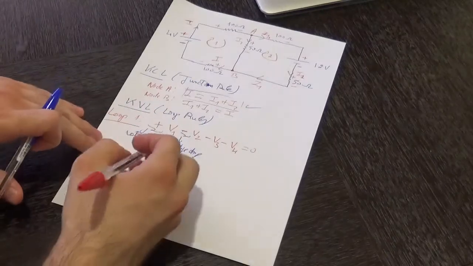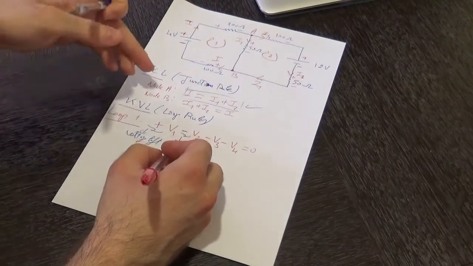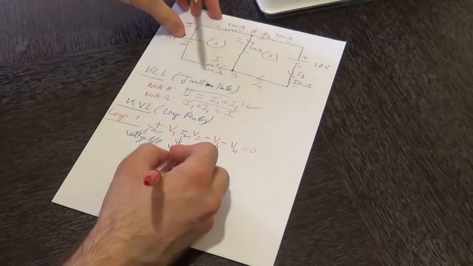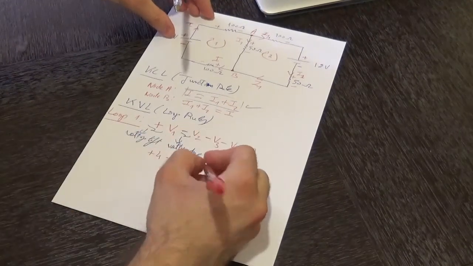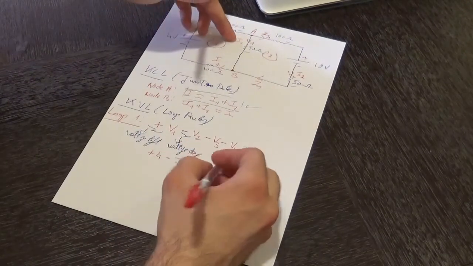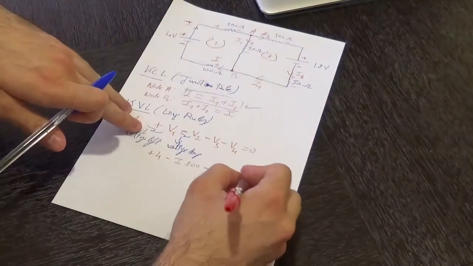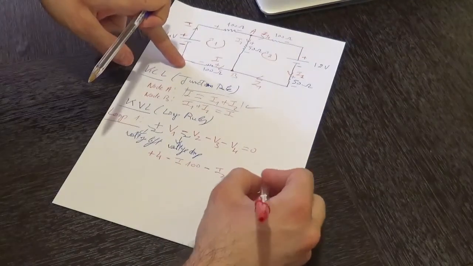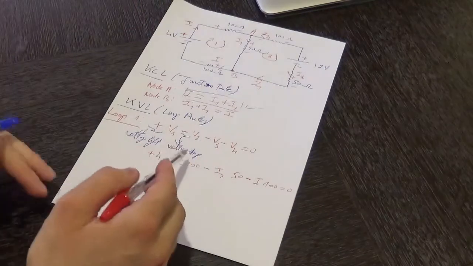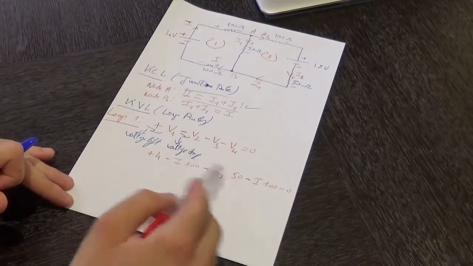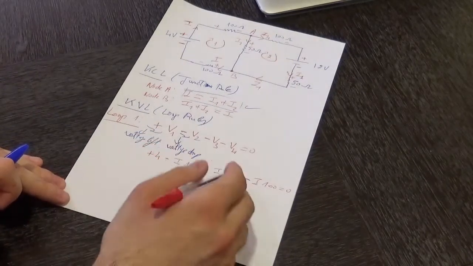And that equation we can write as plus 4 volts, minus V2, which is I times R, which is 100 ohm, minus V3, which we can write as I2 times 50 ohms, and minus V4, which we can write as the current I times 100 ohm, equal to 0. So what we are proving here is that the summation of all these voltages is equal to 0. That would be the equation for loop number 1.